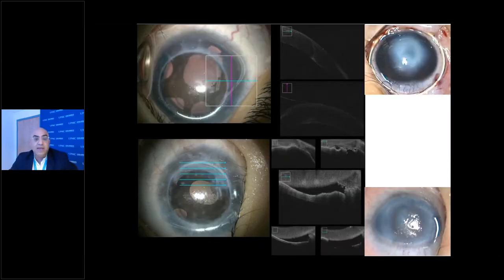So here's another, I think this is another child, maybe the same child, but at different stages, just showing the healing of the graft on the host.